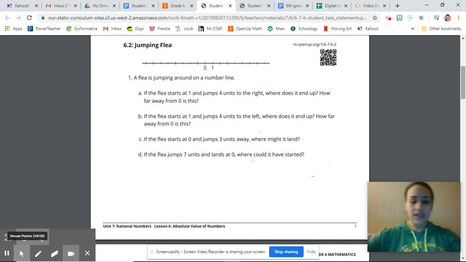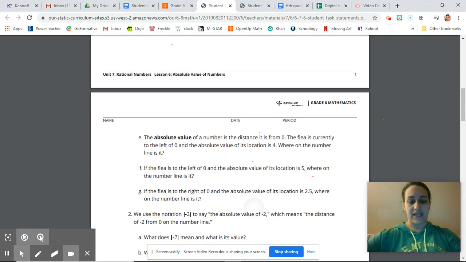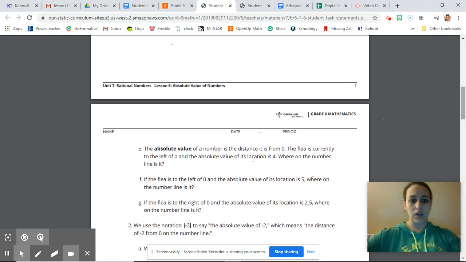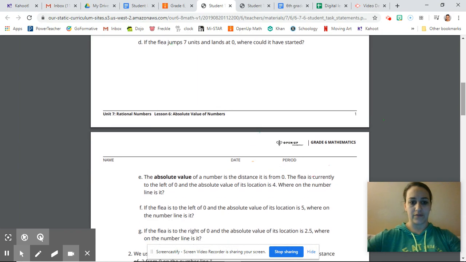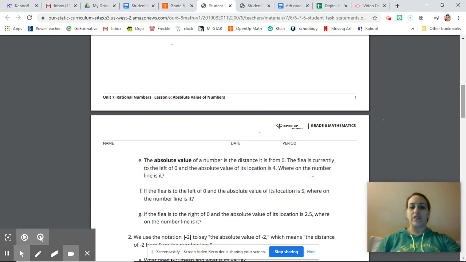All right. So I'm going to come down and, oh, we still have a few more things with the flea. So the absolute value of a number is the distance from 0. Like I said, absolute value is the distance from 0. It's a positive number, and it's my hero. The flea is currently to the left of 0, and the absolute value of its location is 4.